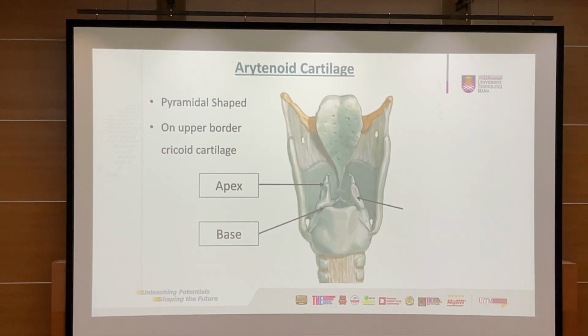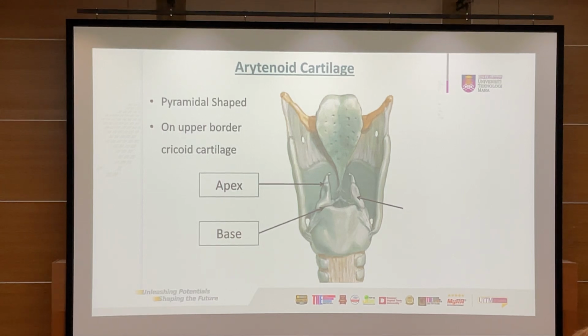Next we have the arytenoid. The arytenoid is pyramidal, triangular in shape, and it has its base and its apex. Medially it has the vocal process, and laterally it has the muscular process, and it provides attachment for the vocal ligament and major intrinsic muscles respectively. The base of the arytenoid articulates with the cricoid lamina.